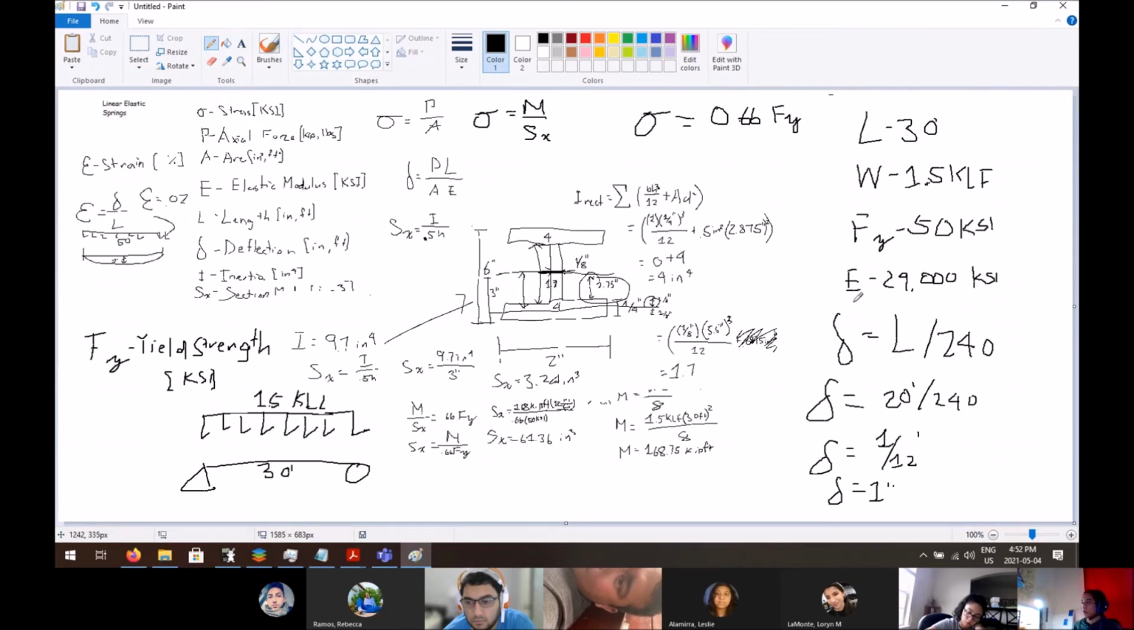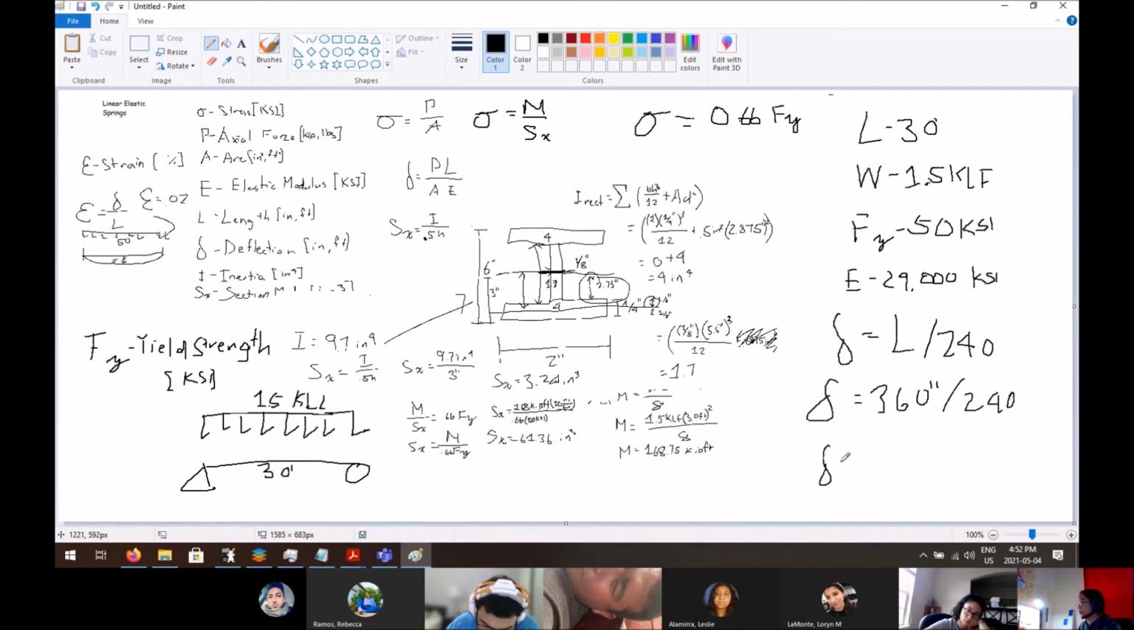So this sort of formula is also sort of like a safety factor, because you don't want the floor to deflect at an ungodly number, right? So you sort of have limitations with that. So we use this formula to determine the maximum deflection of this beam, which is 30 feet long. That would just be 360 inches divided by 240. So maximum deflection is 1.5 inches.